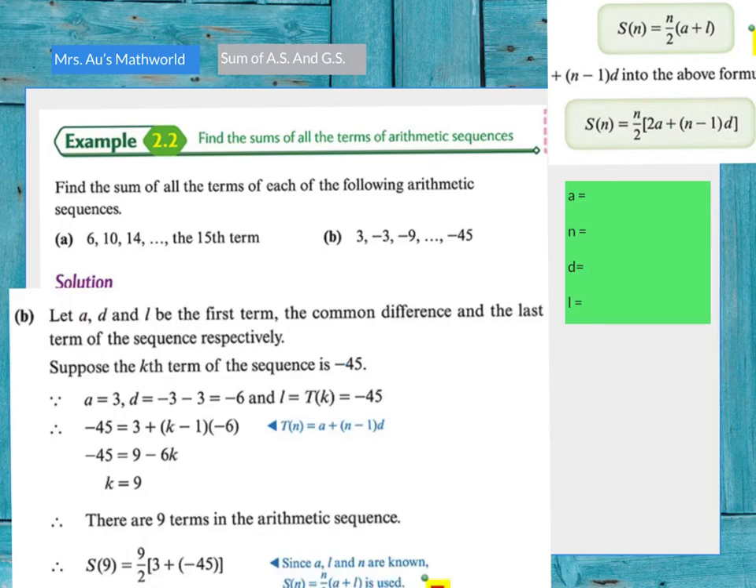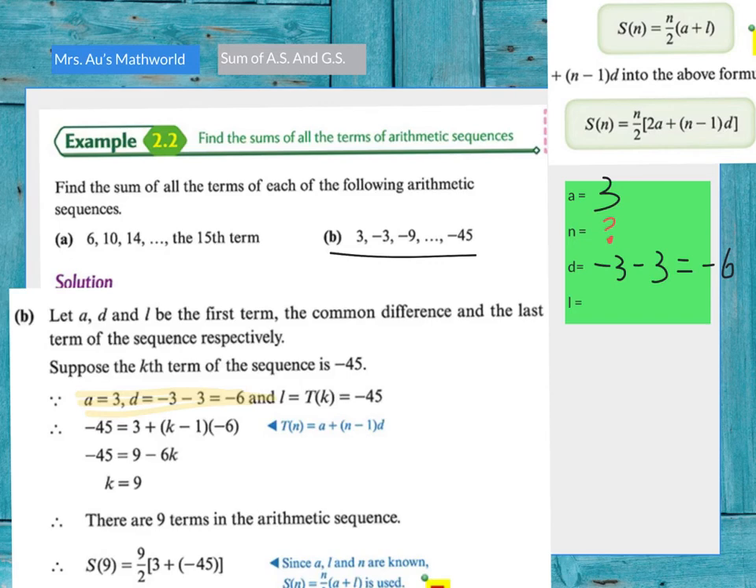This time we go to part B. For part B, the story is pretty similar as before. As you can see, the first term equals 3. And then the number of terms, we don't know. Put a question mark, but we must state it. Difference, negative 3 minus 3, negative 6. That's why the textbook here gives you the steps for these two. But we don't know how many terms there are.